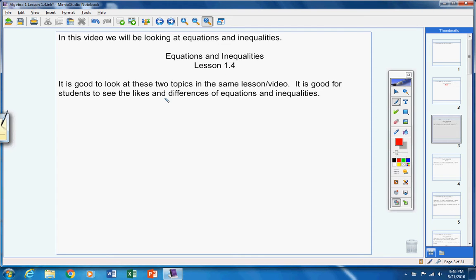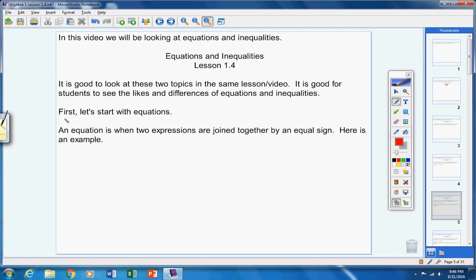Now, it's actually very good to look at these two topics in the same lesson slash video. It is good for students to see the likes and the differences, or the comparisons and the differences, of equations and inequalities, because they do have some similarities and some differences. First, let's start off with equations.